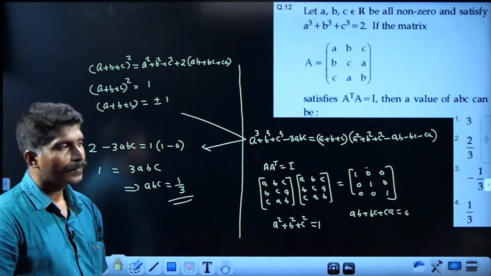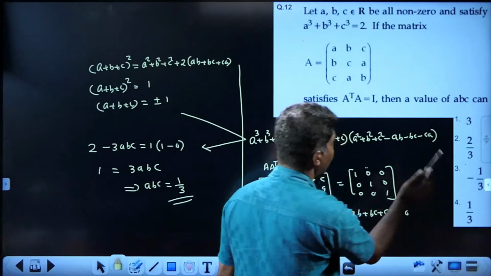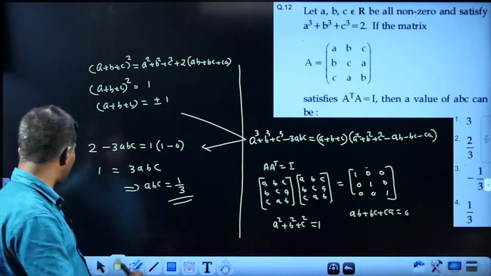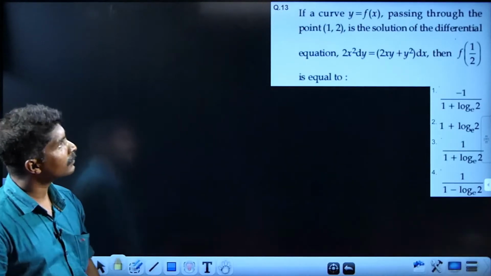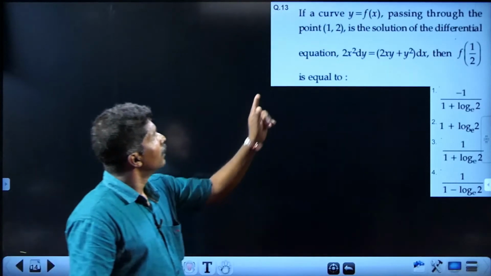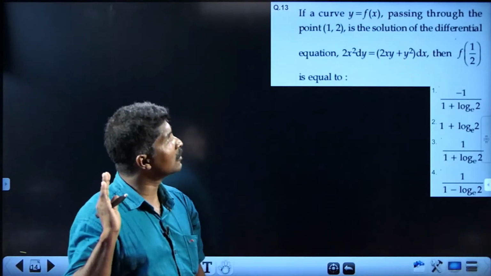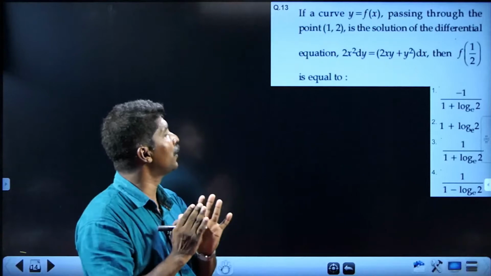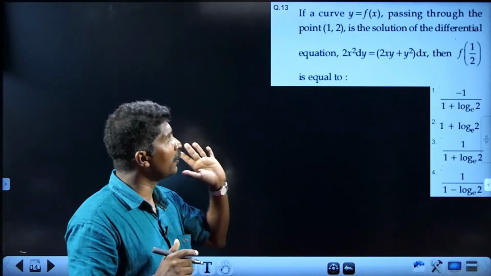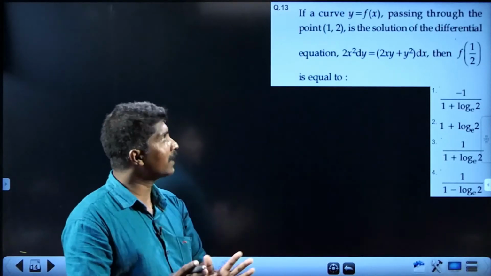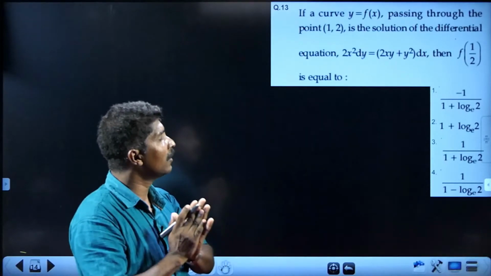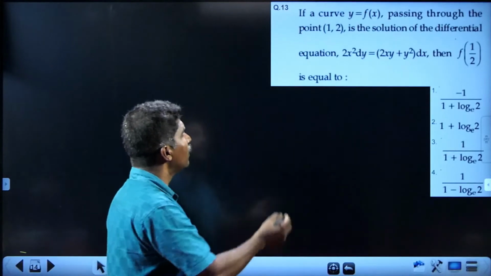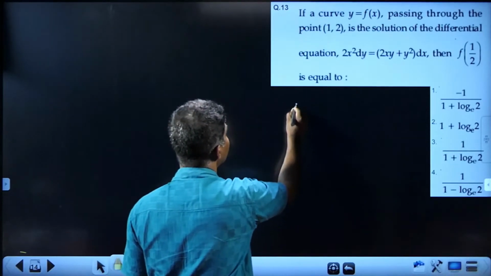Okay. So, here the answer is obtained as 1 by 3. Yes. We shall go to the next question, question number 13. A curve y is equal to f of x passing through the point (1, 2) is the solution of the differential equation 2x square dy is equal to (2xy plus y square) dx. Then what is the value of f of 1 by 2? I think you will be very happy to see this problem. Very simple problem. A usual NCERT question, I think.